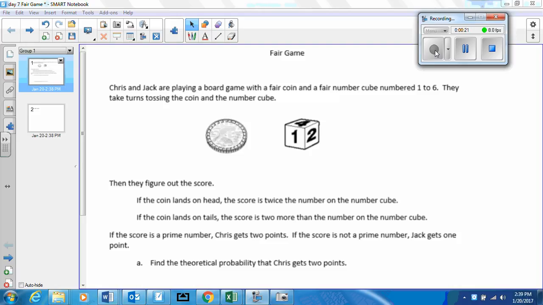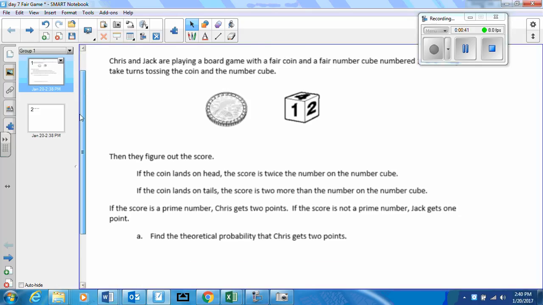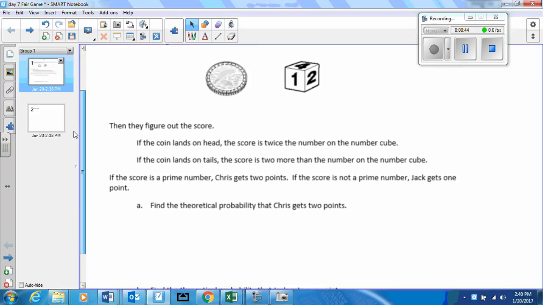If the coin lands on a head, the score is twice the number on the number cube. If the coin lands on tails, the score is 2 more than the number on the number cube. If the score ends up being a prime number, Chris gets 2 points. If the score is not a prime number, Jack gets 1 point. Find the theoretical probability that Chris will get 2 points.